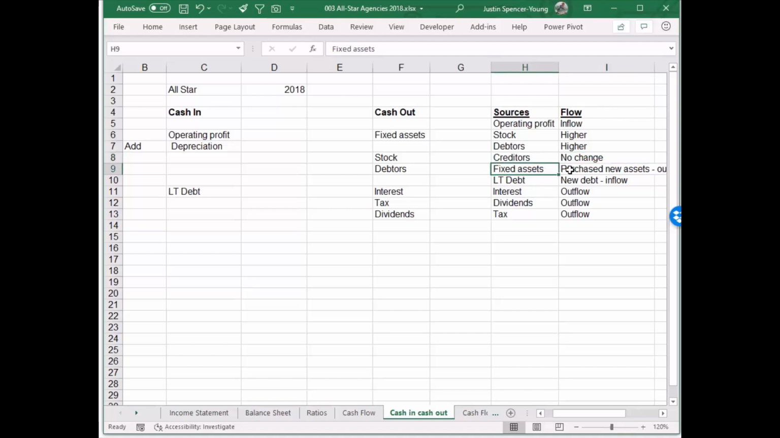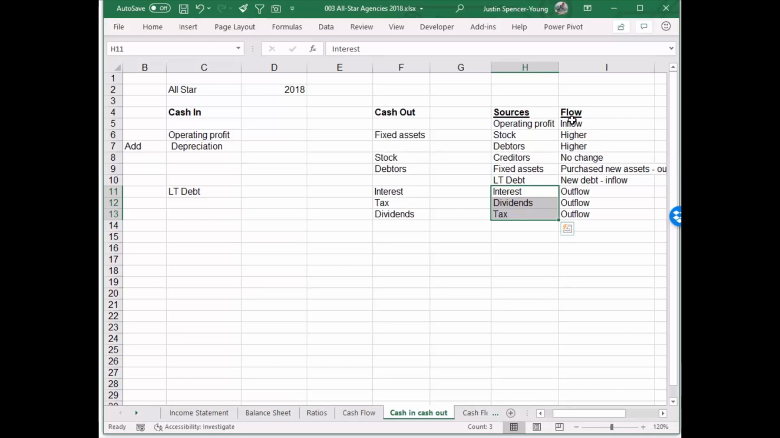For fixed assets, Allstar purchased new assets, and that therefore represented an outflow of cash. It raised some debt funding, and that represented an inflow. And then all of these items were income statement items. The interest is part of financing, the dividends was an outflow, and the tax was also an outflow.